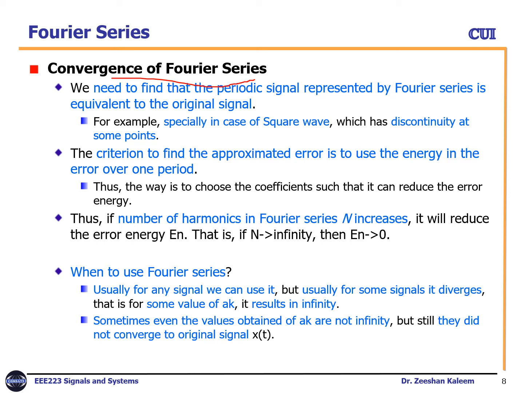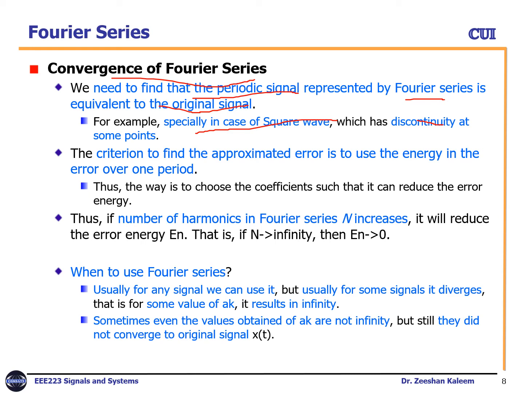So we need to find that the periodic signal represented by Fourier series is equivalent to the original signal. If you are representing, for example, the square wave with the equivalent Fourier series signal, it must be equivalent to the original square wave signal. Specifically in the case of a square wave, which has discontinuity at some points, we have to find whether they are convergent or not.